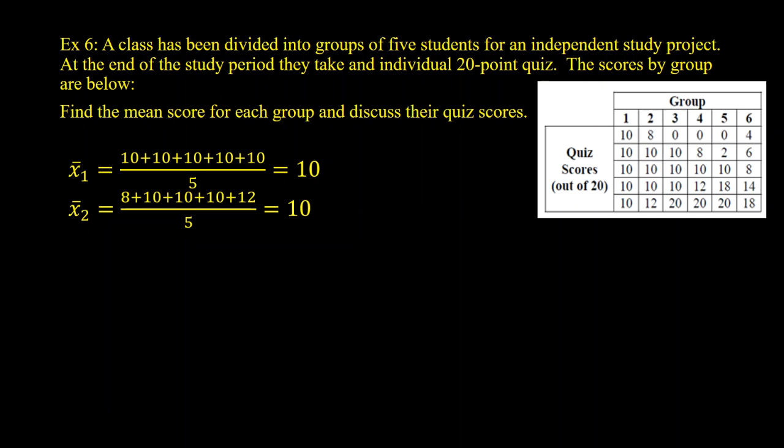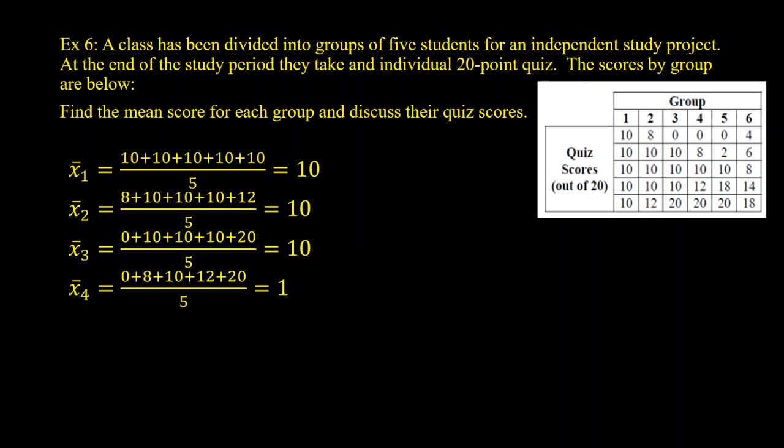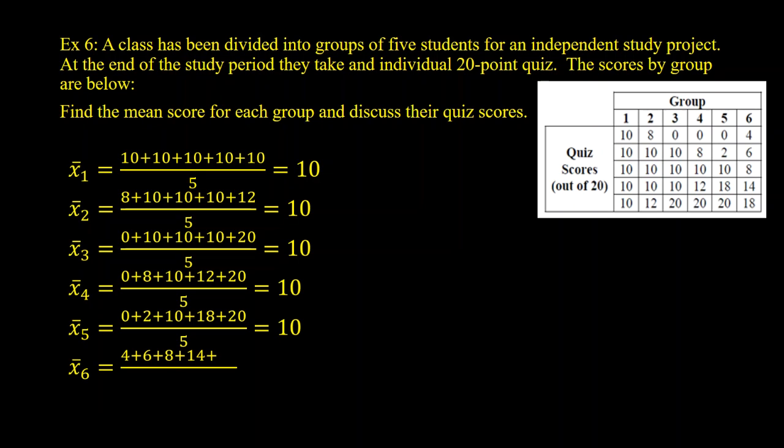We'll continue for group 3. And once again, we get a mean of 10. Group 4. Again, a mean of 10. Group 5. Again, different data points, but the mean came out to be 10 as well. And finally, group 6. Once again, a whole different set of data points, and we have a mean of 10.